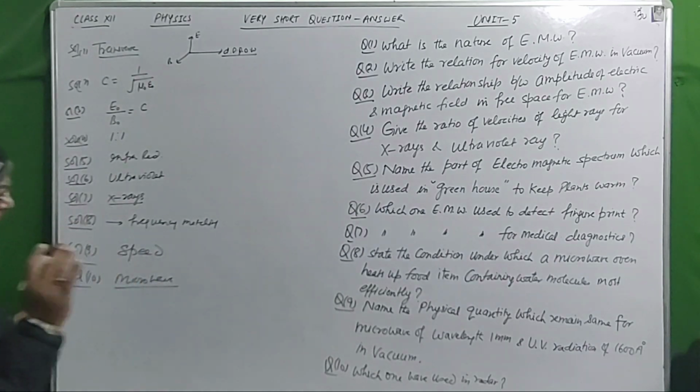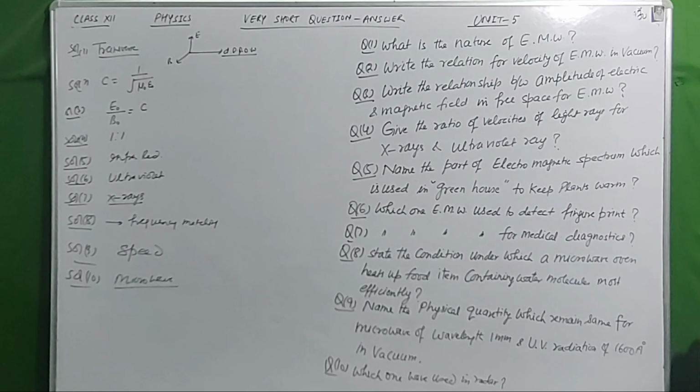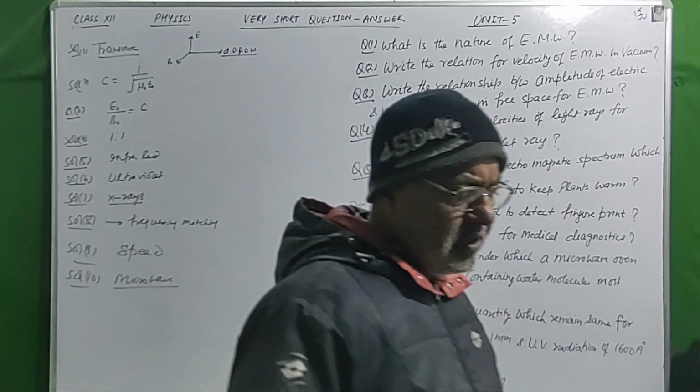I'm giving a hint. Anything concerned with heat or warmness, that is infrared. Anything used for forged documents and sterilizing medical equipment, that is ultraviolet rays. For medical diagnosis, X-rays. For communication, microwave, radar, microwave and radio waves, right? So these are the important terms we are using.